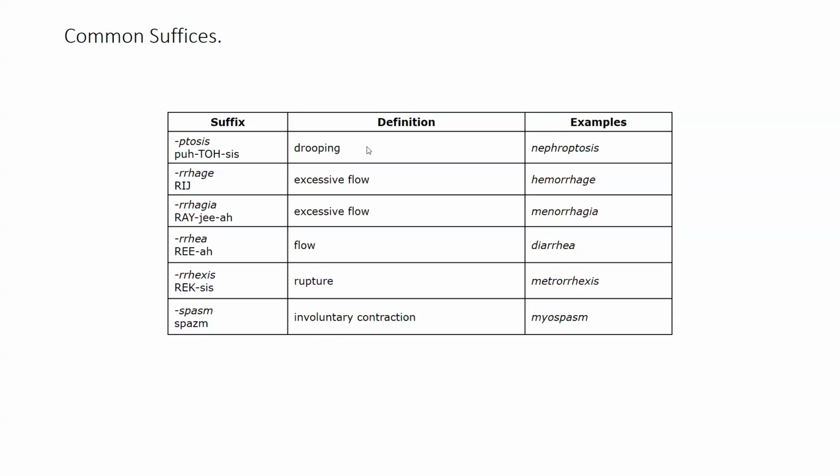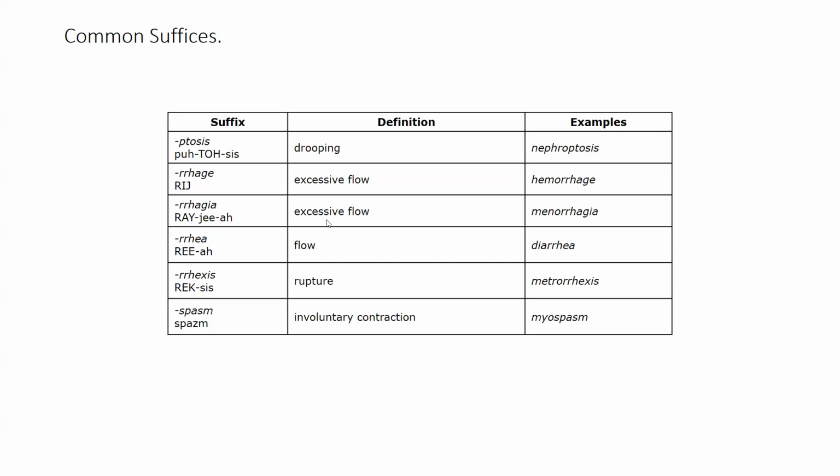Ptosis means drooping. Ptosis. Just barely catch that P. Ptosis. So nephroptosis, notice the emphasis went on that antepenult combining vowel. Nephroptosis means a drooping kidney. Rage, or rhage, means excessive flow. So a hemorrhage means an excessive flow of blood.